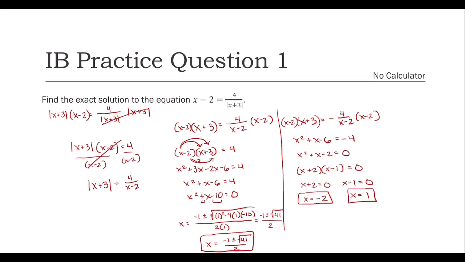When you plug those values back in, however, you'll see that x equals negative 2 won't work, because then you'll get negative 4 equals a positive 4, and x equals 1 won't work because you'll get negative 1 equals a positive 1. You also can't use the negative 1 minus the square root of 41 over 2. So your only solution is actually x equals negative 1 plus the square root of 41 over 2. The rest will be extraneous solutions, meaning that they can't actually exist.